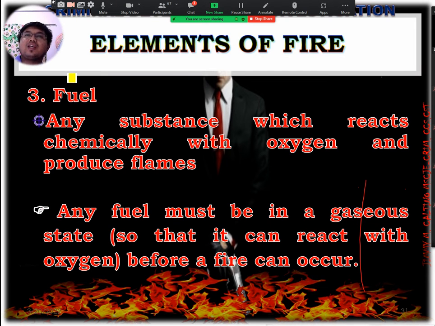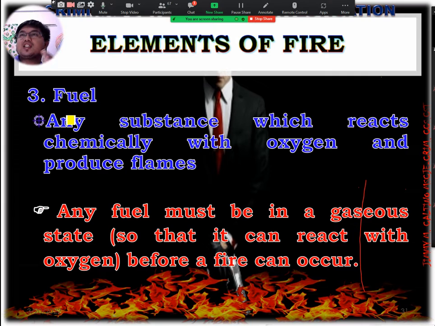So, third element, gentlemen and ladies, is fuel. Okay? The third element is fuel. This includes any substances which react chemically with oxygen and can produce flame. Again, pag wala tayong makitang fuel, gentlemen and ladies, sa board examination, look for combustible material. Combustible, di ba? Kahit anong bagay na pwedeng masunog. Okay? Any substance, sabi dyan.